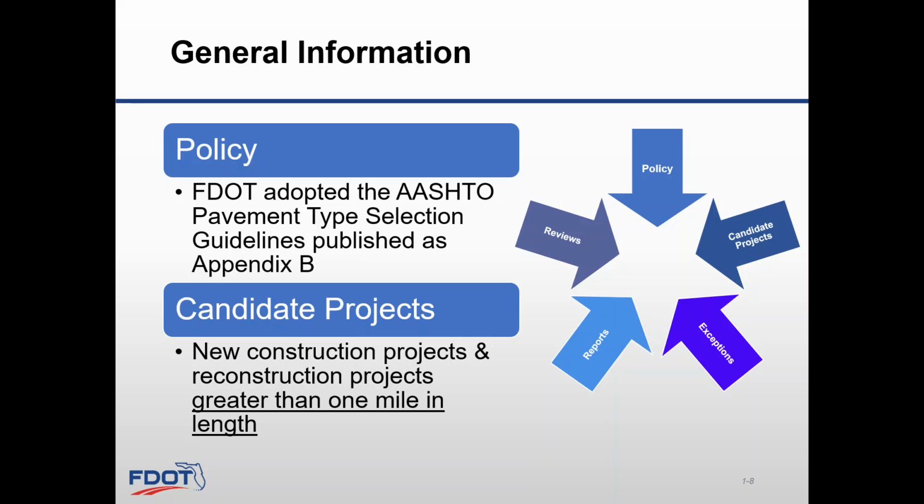As a policy, the department has adopted the AASHTO Pavement Type Selection Guidelines, published as Appendix B of the 1993 AASHTO Guide for the Design of Pavement Structures, as shown in the previous slides. The candidate projects to use this procedure and develop an analysis for pavement type selections are new construction projects and reconstruction projects greater than 1 mile in length, where work includes a modification to the base materials.